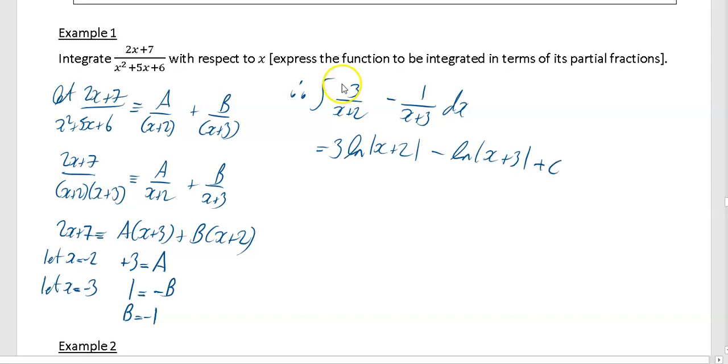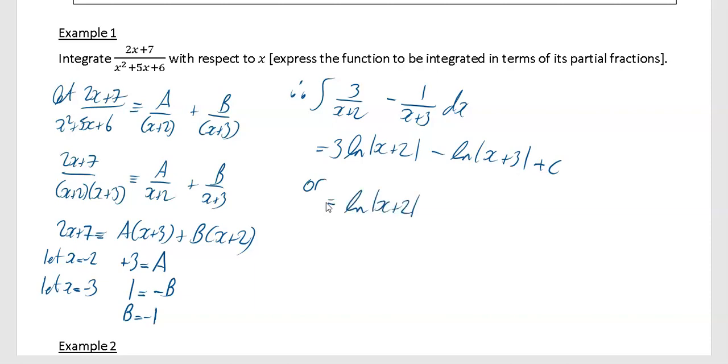Now, to be honest, I would be absolutely happy with it being left in this form, but just in case it's a show that question, they may ask you to do a wee bit more. So just say, or that is equal to ln of modulus of (x + 2) cubed. So what I've done is pull that 3 up here. Then we still have a minus ln of (x + 3) plus my c, which is the same. And then using your second rule of logs, log of a minus log of b, you can write that as (x + 2) cubed over (x + 3).